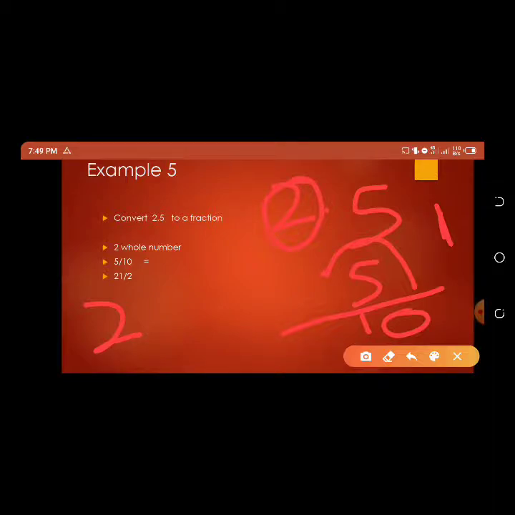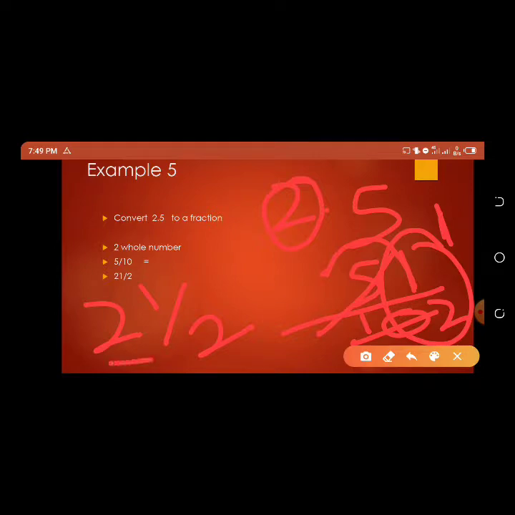But my final answer cannot be 5 over 10 because I can still divide through. 5 will go here 1. 5 in 10 is 2. Then I take this my half and bring it here. My final answer will be 2 whole number 1 over 2.